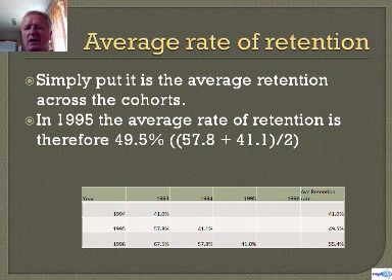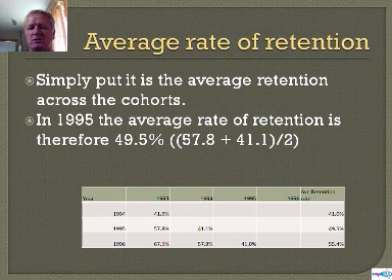Next up we have the average rate of retention, and that's simply the average retention across the different cohorts. So in the previous slide we had a retention rate for the 93 cohort and a separate one for 94, and what we do now is average them across the two cohorts. So we take the 57.8%, we add it to the 41.1%, and we divide it by 2, as we're only using two cohorts. Clearly if we used more cohorts we'd be dividing by 3, 4, 5, or whatever the case might be.